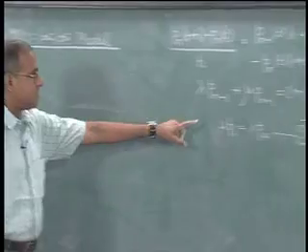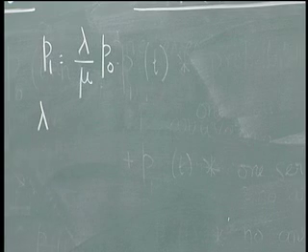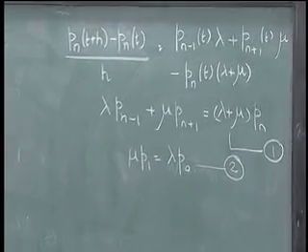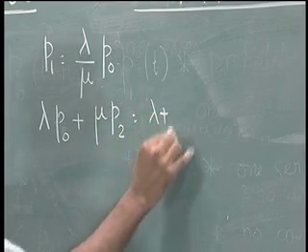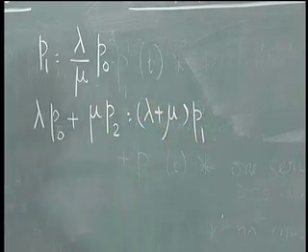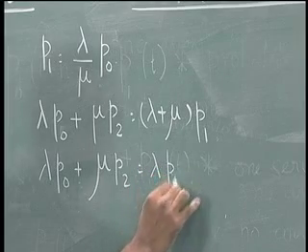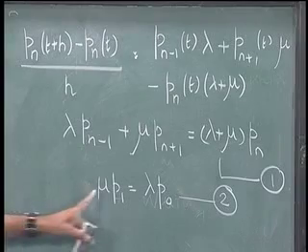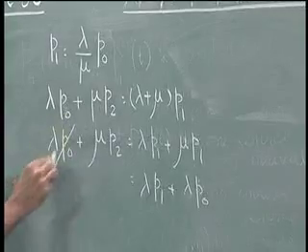Now, we go back and apply this to this one. So, we get lambda into P1, so put n equal to 1, we get lambda into P naught plus mu into P2 is equal to lambda plus mu into P1. So, this is lambda P naught plus mu P2 is equal to lambda P1 plus mu P1 when we expand. Now, from this we know mu P1 is equal to lambda P naught. So, this is lambda P1 plus lambda P naught. So, the lambda P naught gets cancelled.